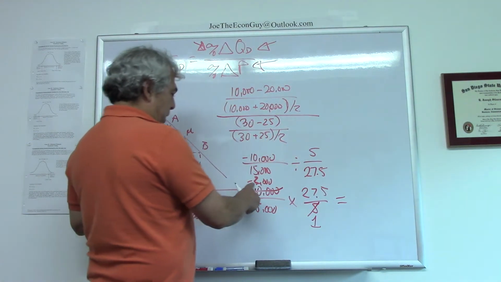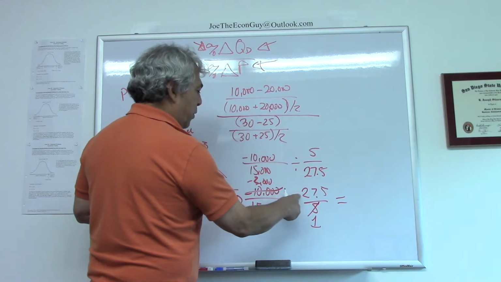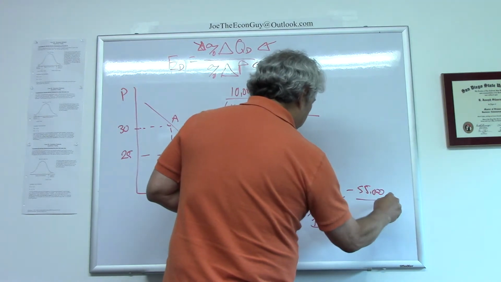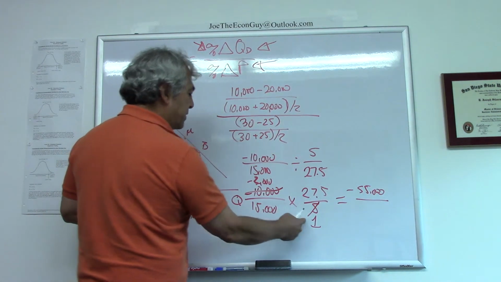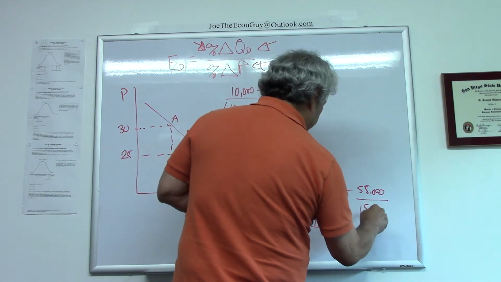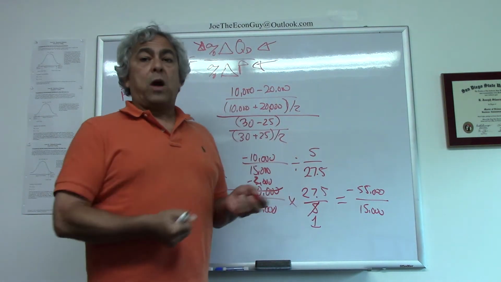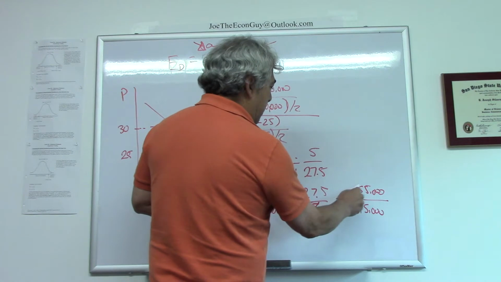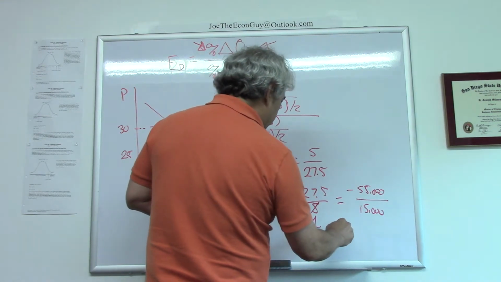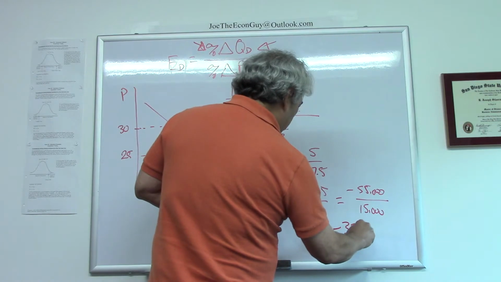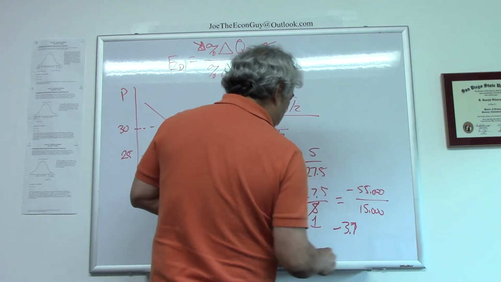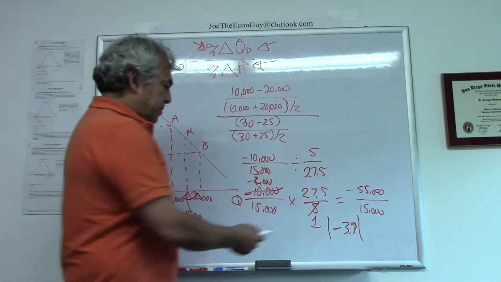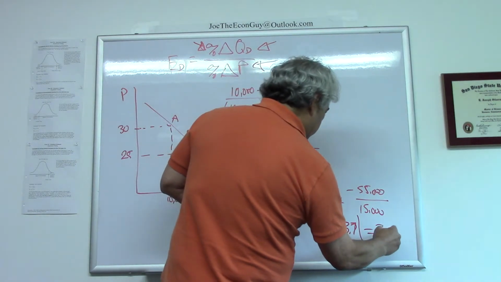Okay, so what do we have over here? Minus 2,000 times 27.5. That's going to give us minus 55,000. That's what we have in the numerator, and then when we multiply across, 15,000 times 1, that's 15,000. So this is where I would go ahead and use my calculator, and if you were to divide minus 55,000 by 15,000, you'd get negative 3.7. But remember, when we calculate a price elasticity of demand, what we always want to do is take the absolute value of that number. Take the absolute value of negative 3.7, and that'll give us 3.7.